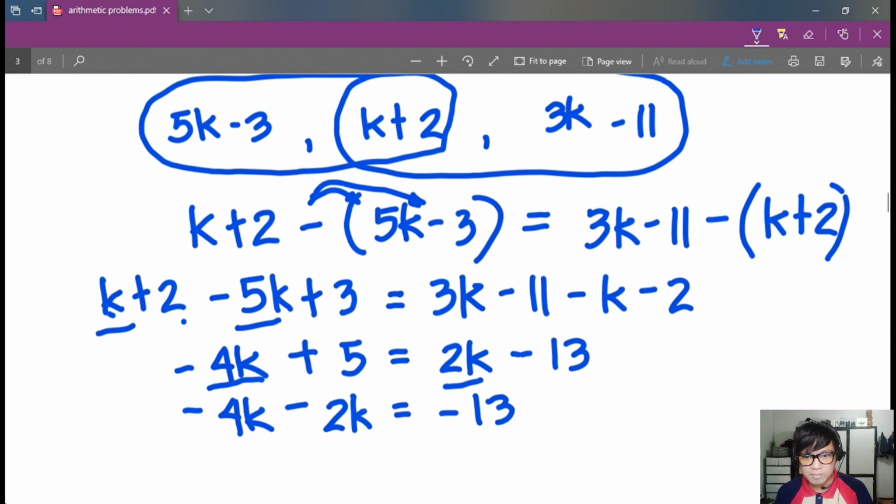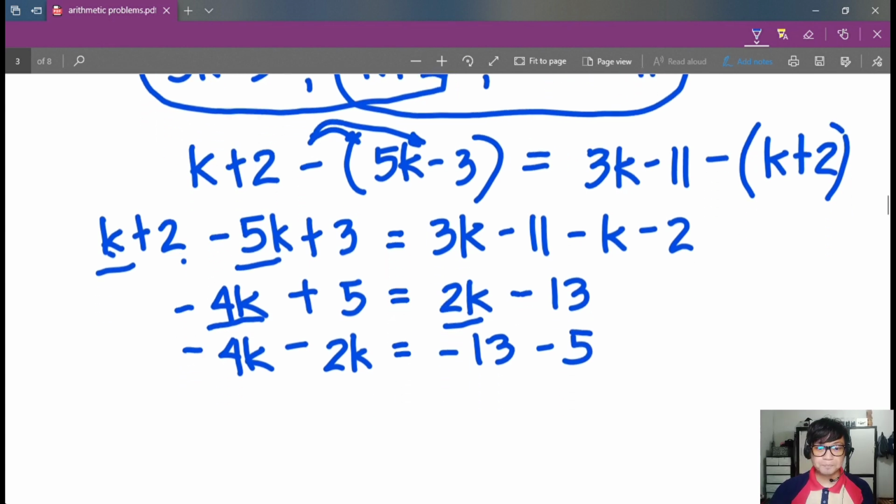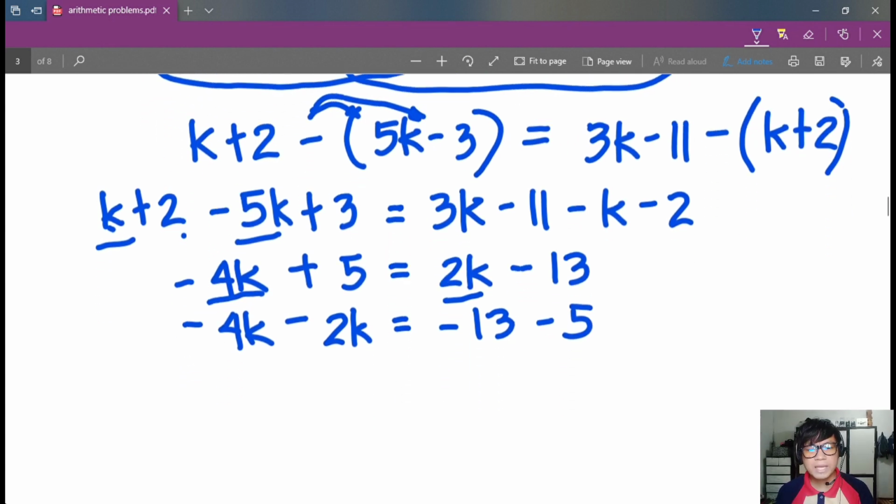Tapos itong 5 dito, ilipat natin sa kabila. So, magiging negative 5 siya. Tama ba? Kasi nilipat man siya. Okay, so negative 4k minus 2k is negative 6k. Malapit na tayo. Negative 13 minus negative 5 is negative 18.